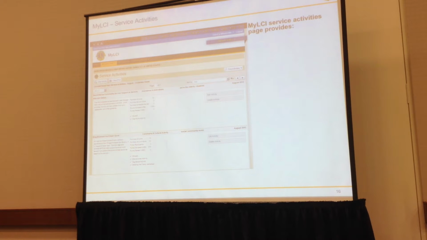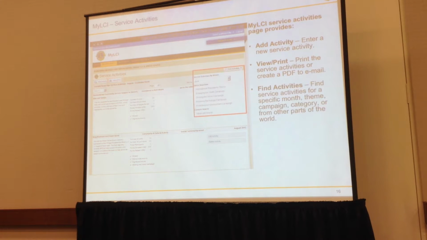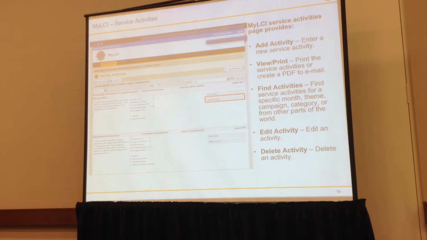Okay, next we have the MyLCI Service Activities page. This page provides you with access to add an activity, view and print activities, and in this case, whichever activities you view on that page, we'll be able to view and print on that report. Find activities will allow you to search for activities by a specific month, theme, campaign, category, or search for activities from around the world. The Edit Activity button, and also the Delete Activity button.